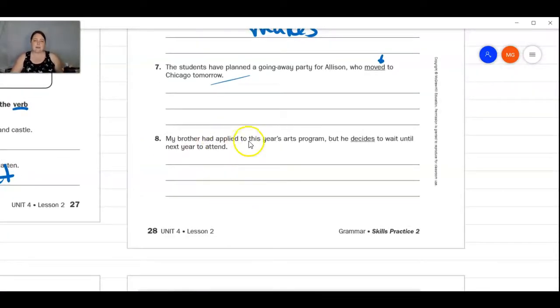My brother had applied to the Sears Arts program, but he decides to wait until next year to attend. One thing that I frequently do, and I get dinged for it on Grammarly, is I will change tense in the middle of a sentence, and that's a big no-no in grammar. If you start off in the past, you need to have the rest of your sentence or paragraph be in the past, unless it's in quotes or whatever. So my brother had applied to this year's program, but he decided to wait.